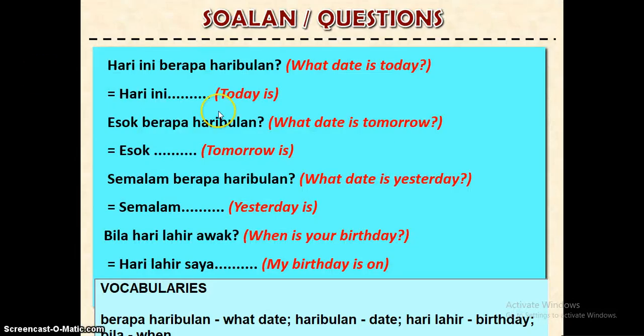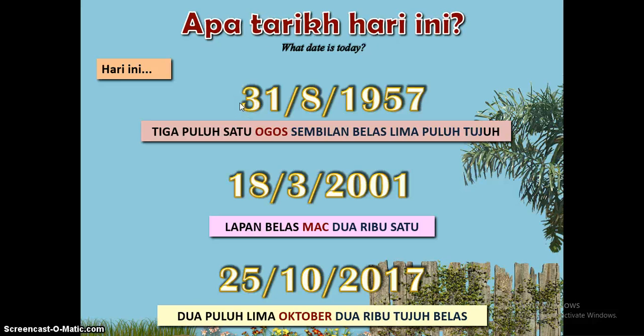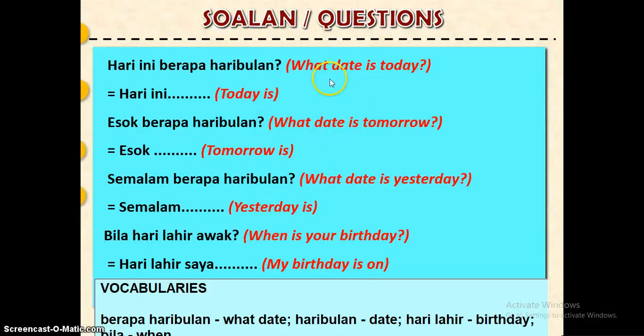Okay, let us read on this date. 31 Ogos 1957, 18 Mac 2001, 25 Oktober 2017. And these are the questions for date. Hari ini berapa hari bulan? Hari bulan is date. What date is today? Esok berapa hari bulan? What date is tomorrow? Semalam berapa hari bulan?